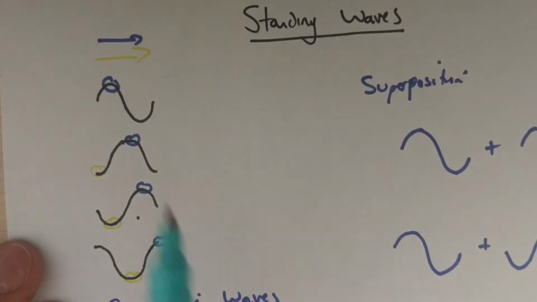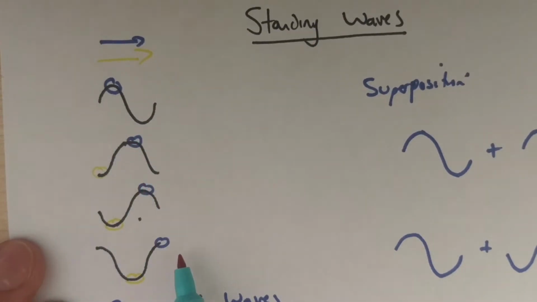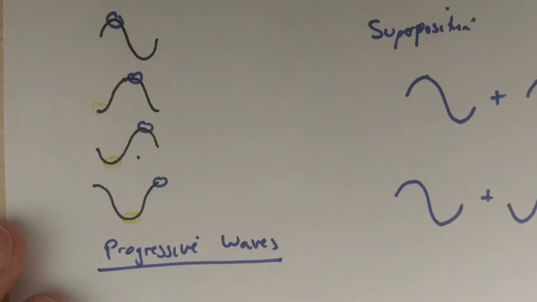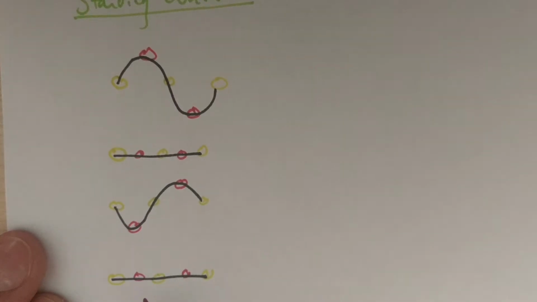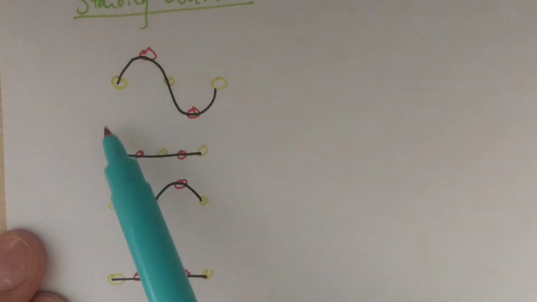Whereas with a progressive wave, every point at some point will be a positive maxima, and every point at some point will be a negative maxima. In a standing wave, there will be points that will be maximum negative and positive, and points that will always be zero.